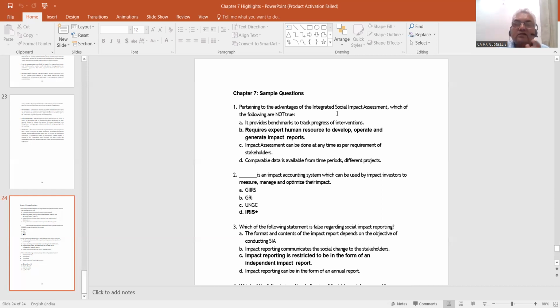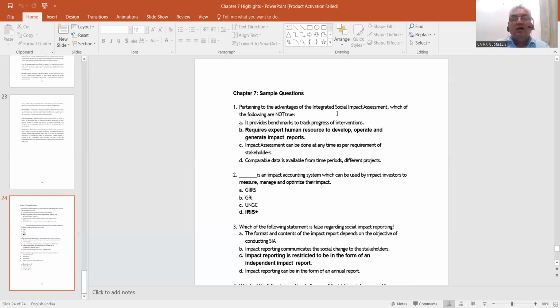And the fourth option is it requires expert human resources to develop, operate, and generate the impact report. This is the case in case of external sources. When we outsource it, in case of outsourcing, it requires expert human resources to develop, operate, and generate the impact report. In case of integrated, you are using your own staff. So this is not an advantage.